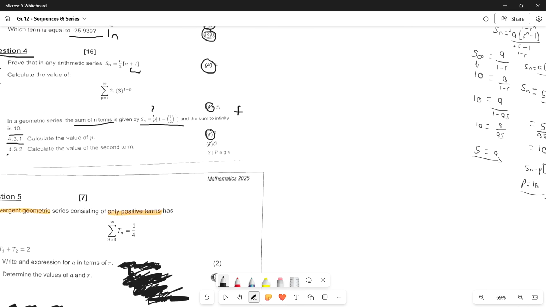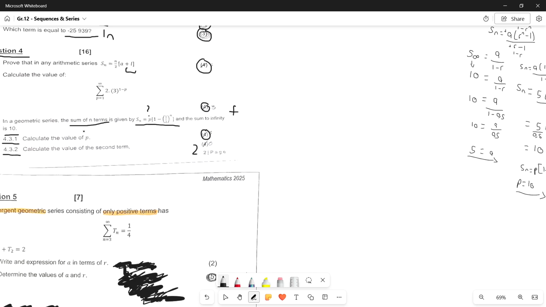So then 4.3.2 over here says calculate the value of the second term. So this is also 4 marks, but it could just be a 2-mark question in another paper, depending on what we did first, because there's another way to solve for p by treating anything to the power of n as 0, because as we approach infinity, it almost becomes 0. It gets smaller and smaller and smaller until it becomes negligible and basically becomes 0. So we could have approached 4.3.1 this way by just making this r to the n over here 0.